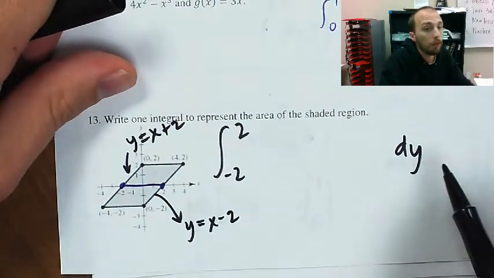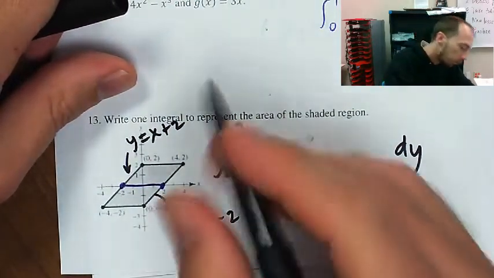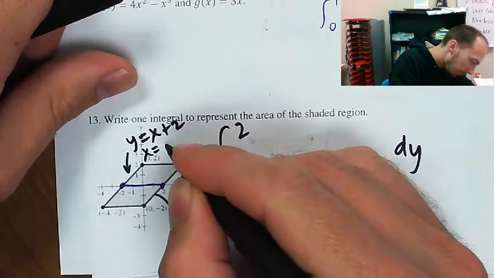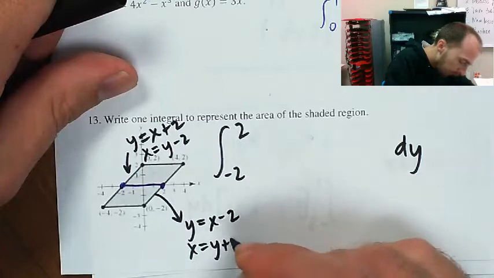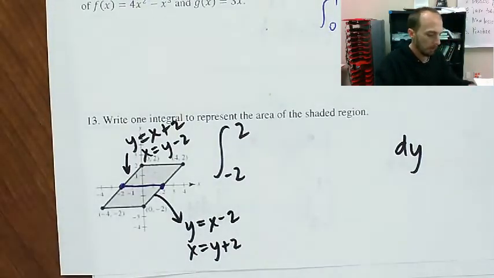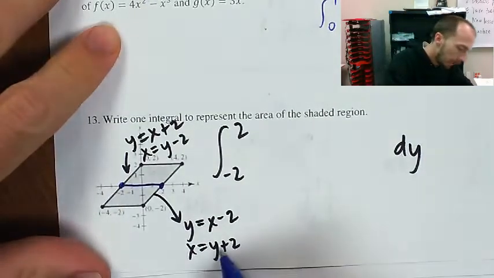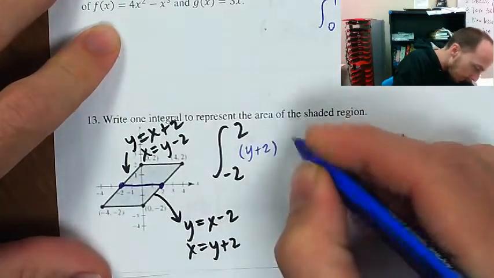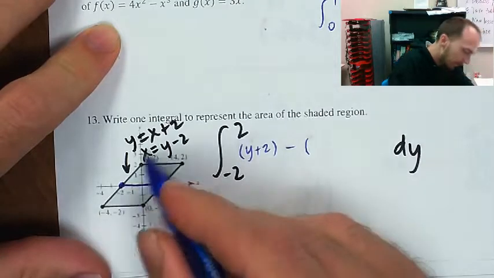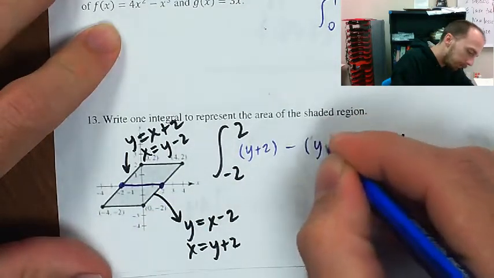Now, if we're integrating in terms of y, we need x equals some function of y. So we're going to solve for x. So this is y minus 2, and this is going to be x equals y plus 2. So what I'm going to have, right minus left: on the right I have x equals y plus 2, and on the left, I've got x equals y minus 2.